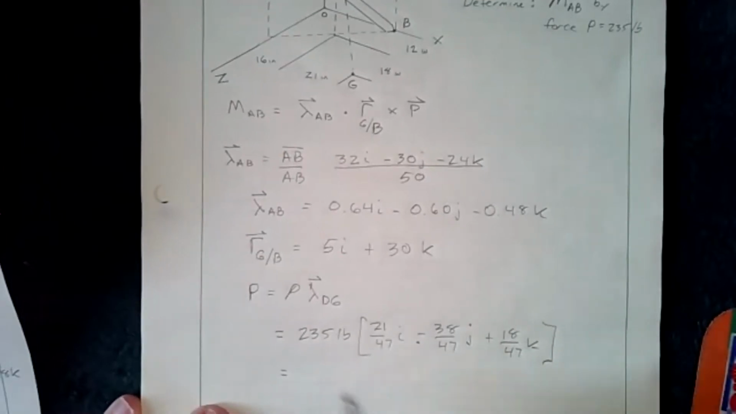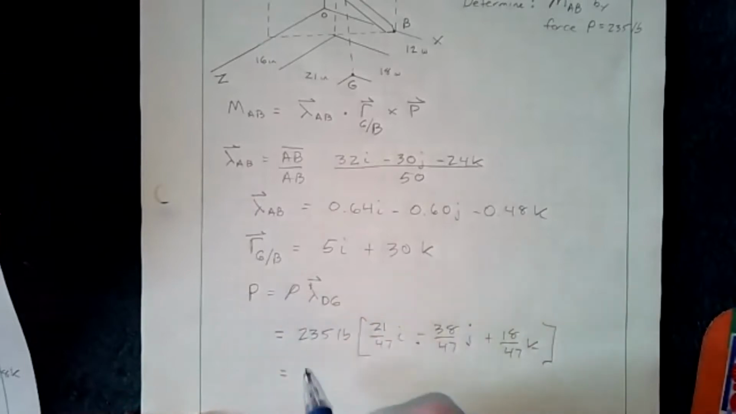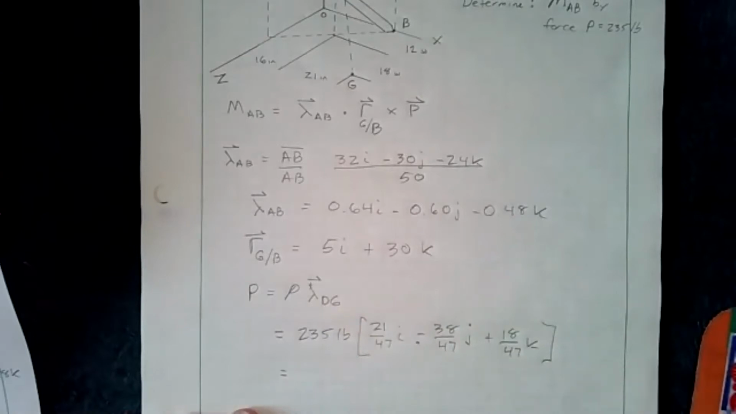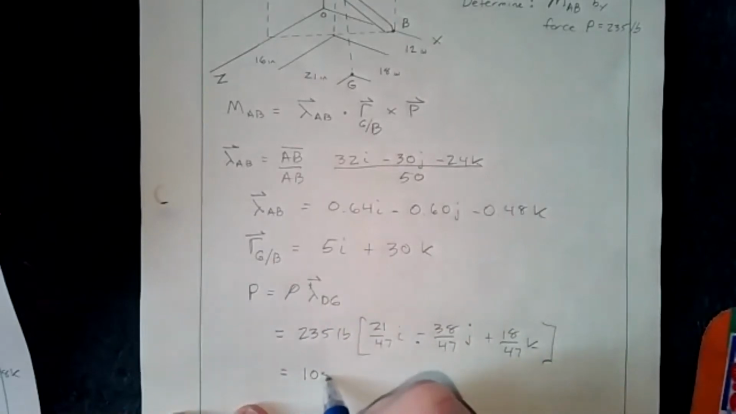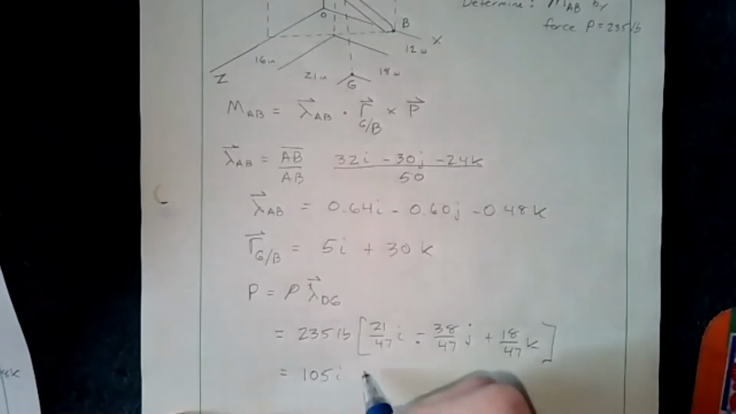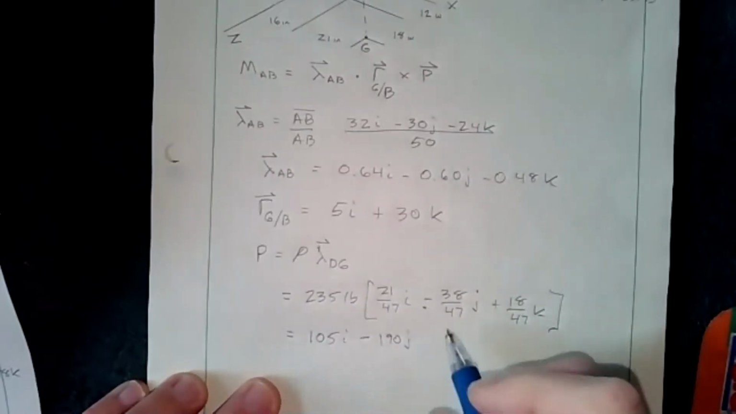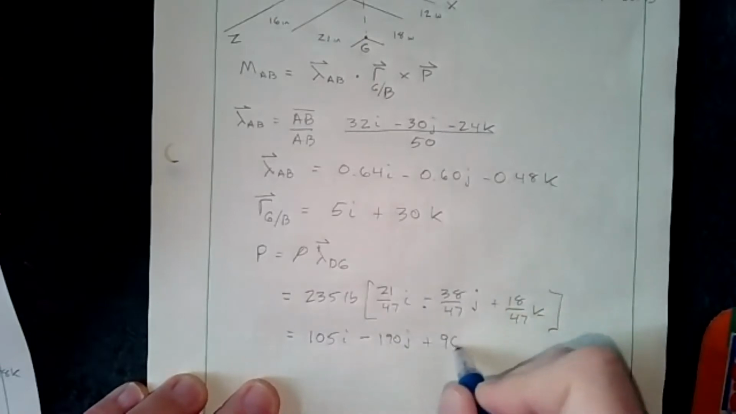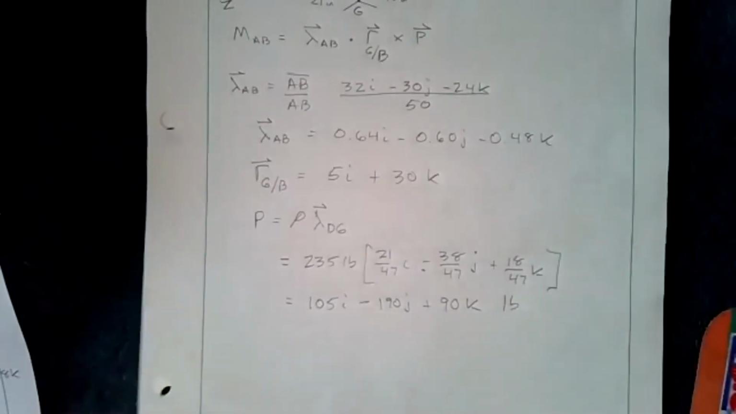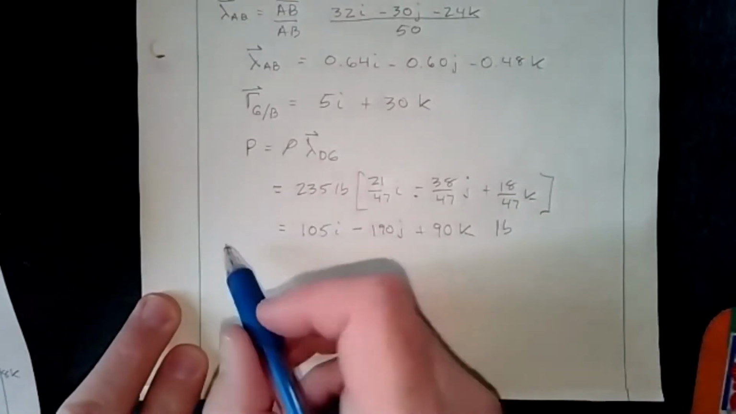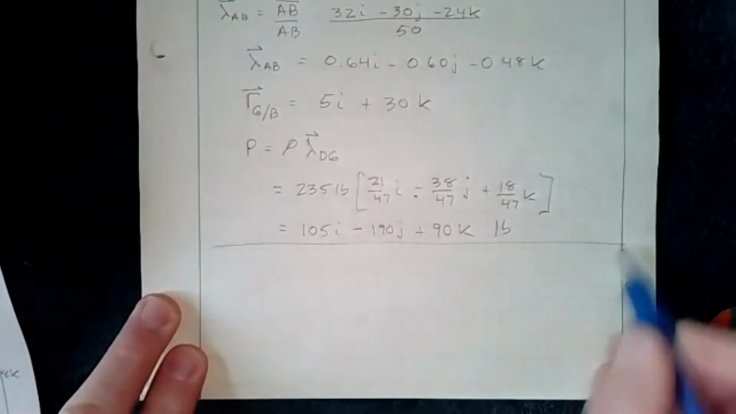And as I said, pretty soon I'll just go from P and I'll just say we have this 235, we multiply it by that. I won't even give you this intermediate step. I'll just tell you, I know it's 105 I minus 190 J plus 90 K. So that's that in pounds. So now it's just a matter of setting it up. So I'll put a line here.